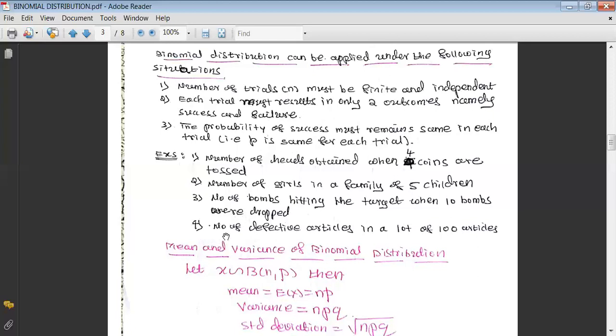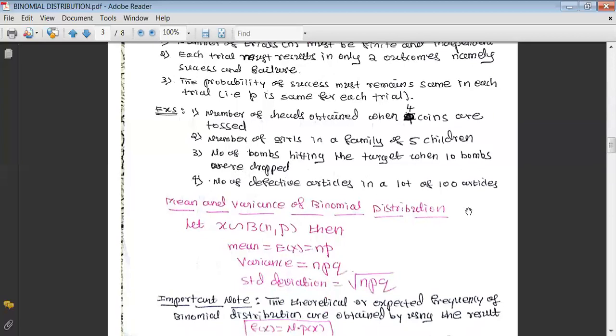Similarly, we can quote one more: the number of defective articles in a lot of 100. That is 100, a finite number. Any article has only two options: it may be defective or non-defective. If it is defective, it is called failure. If it is non-defective, we call it a success. When all the articles are produced by the same company, the probability of having a defective or non-defective item remains the same for all the articles. That's why in this case also we can observe all the above conditions, and it is also an example of a binomial variable.